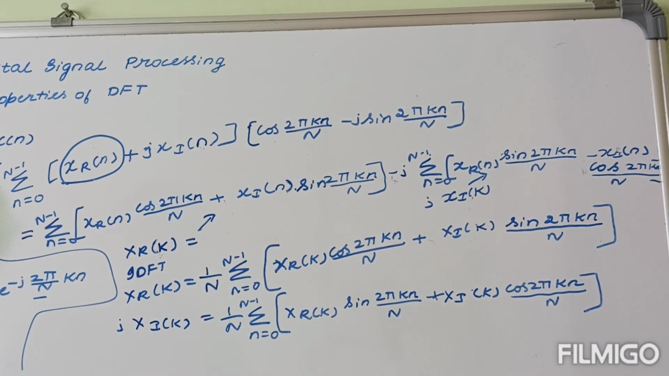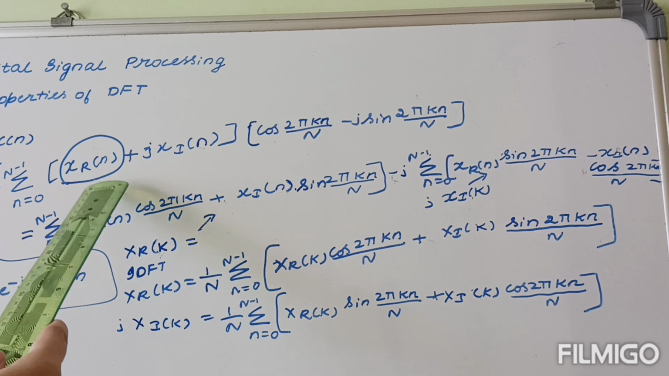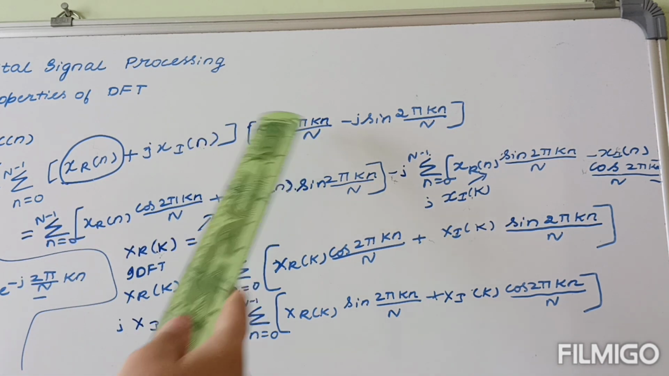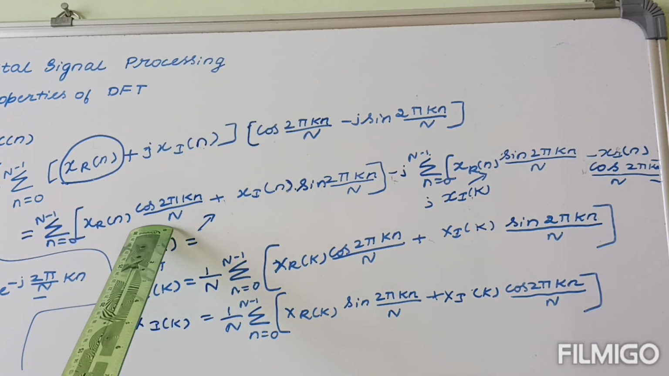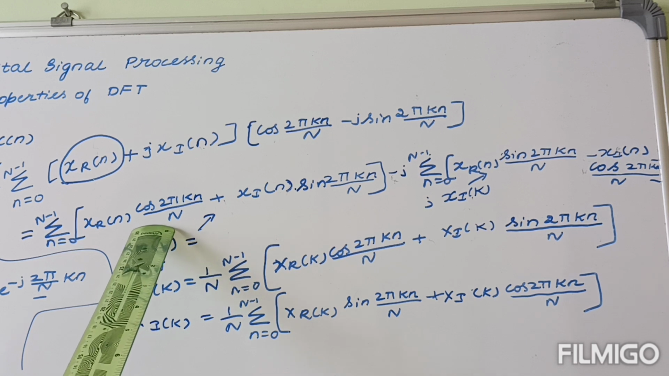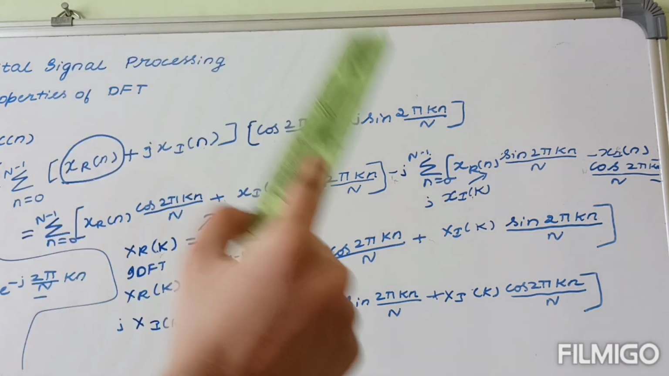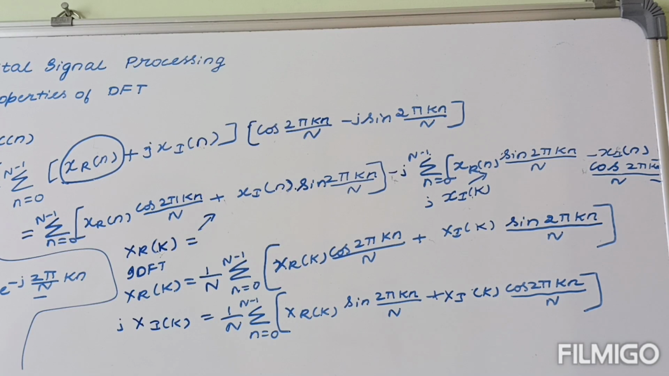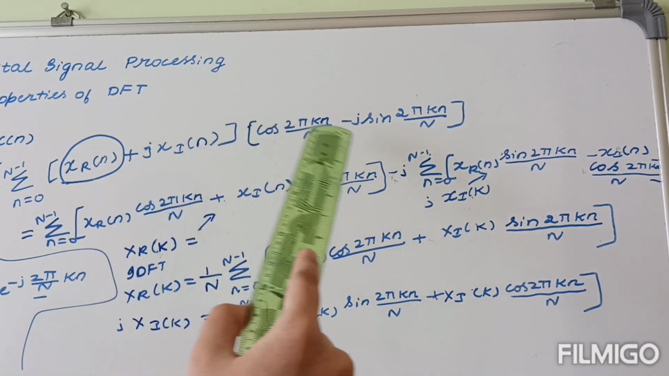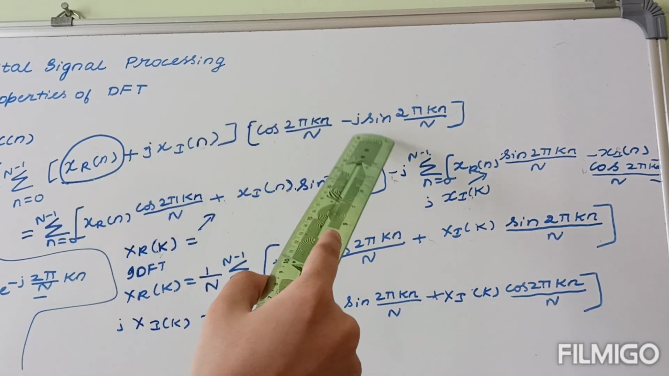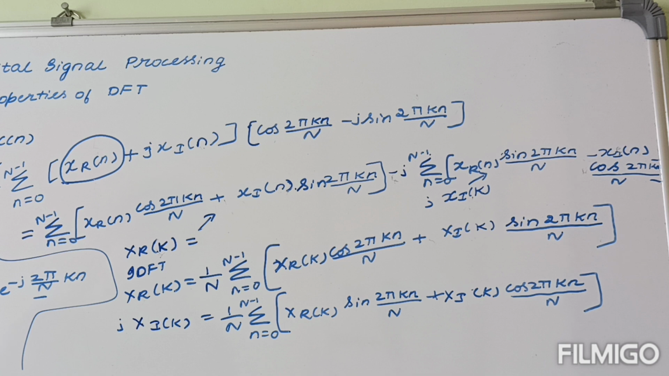How? I'll tell you that. See here, this xr of n gets multiplied to cos 2 pi kn by N. That results in xr of n into cos 2 pi kn by N. Then you multiply this xr of n to this particular term, that is minus j sine 2 pi kn by N. So you get xr of n into minus j sine 2 pi kn by N. Fine. Keep that like that only.